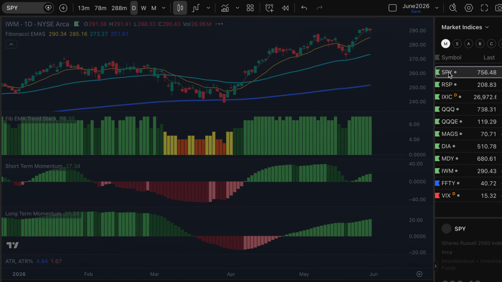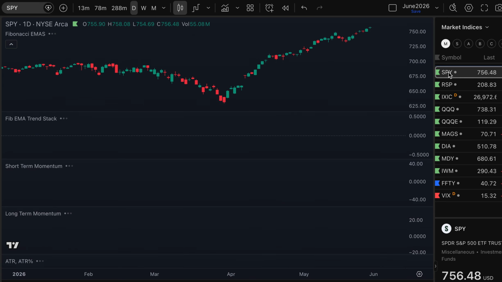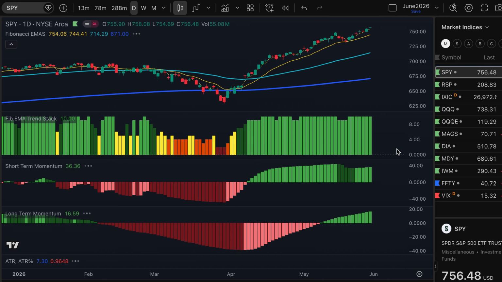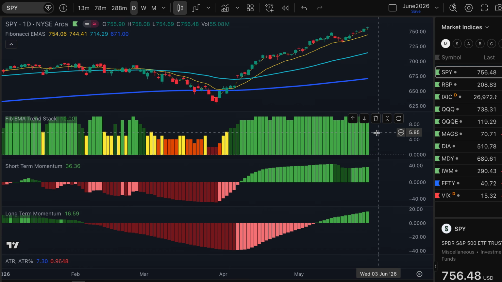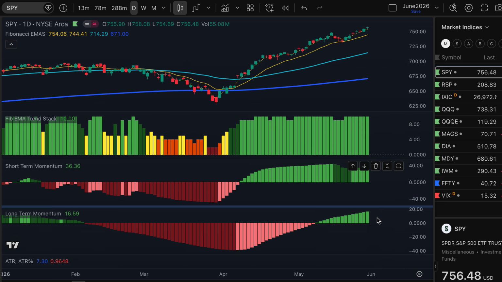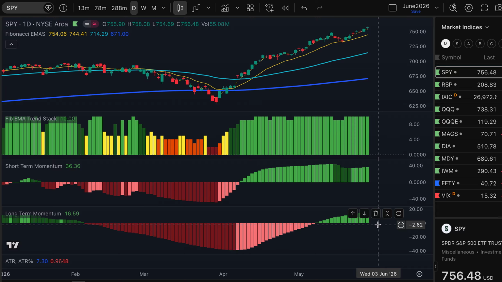Now let's go through and take a look and see how the market is doing. We'll go back to the chart for SPY. This is a daily chart, and we're going to go to year-to-date view. And so we can see the trend is 10 out of 10. The short-term momentum is green, 36 out of 50, and the long-term momentum is also bright green.